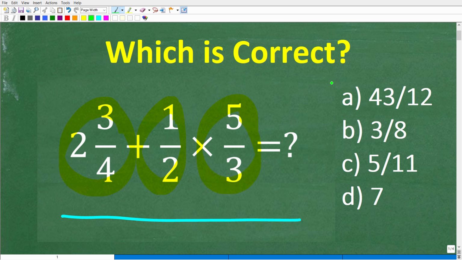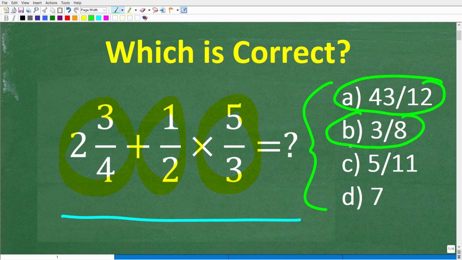Okay, so that is the question, but we do have a multiple choice question here. And let's take a look at our answers. So A is 43 over 12, B is 3/8, C is 5 over 11, and D is 7. Now, if you have the answer, put that into the comment section. I'll share the correct answer in just 1 second. Then, of course, I'm going to walk through step by step and solve this problem.